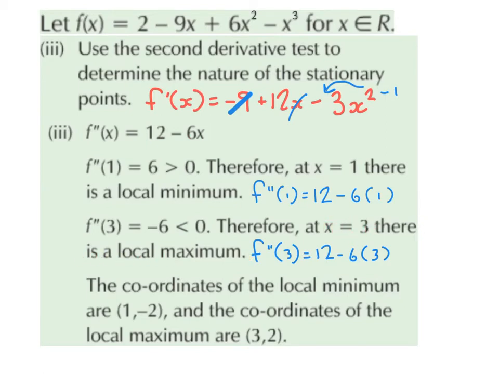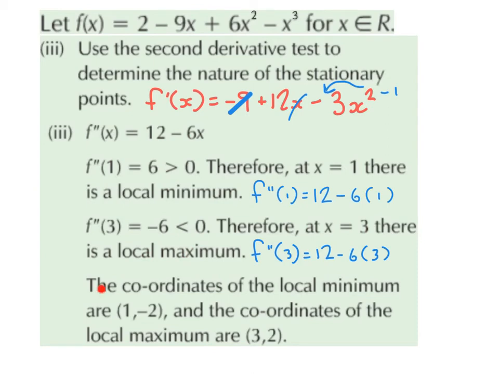So if we get the second derivative to be greater than 0, it tells us at that point we have a local minimum. So second derivative greater than 0, we have a local minimum at that point. If we get the second derivative to be less than 0, then at that point we have a local maximum. So second derivative less than 0, we get a local maximum.